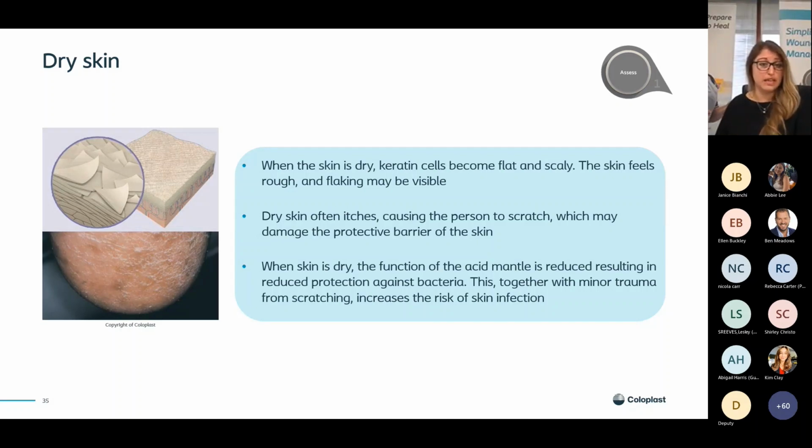So when the skin is really dry, the function of the acid mantle doesn't work properly. It reduces, and then we don't have that protection against the bacteria that we need our skin to protect us against. So minor trauma from scratching will increase our risk of infection, because we've broken our barrier, and our barrier is not doing the job that it's there to do.